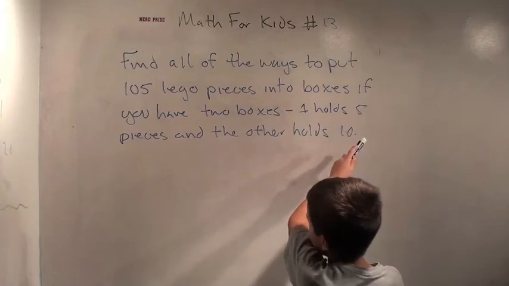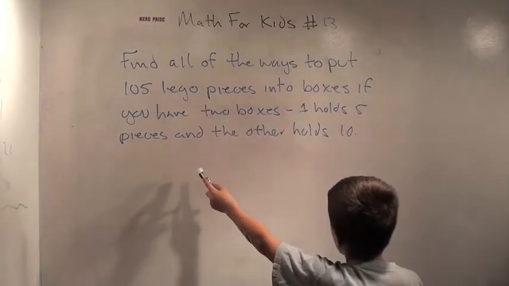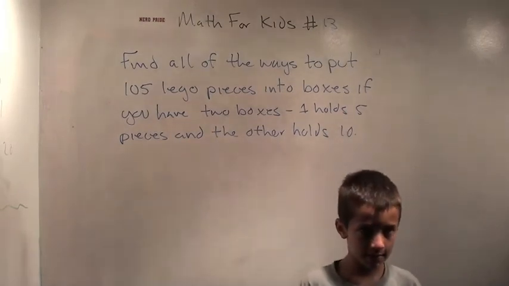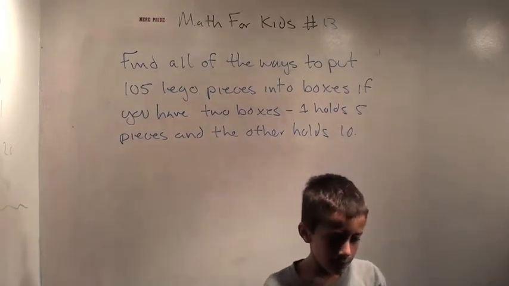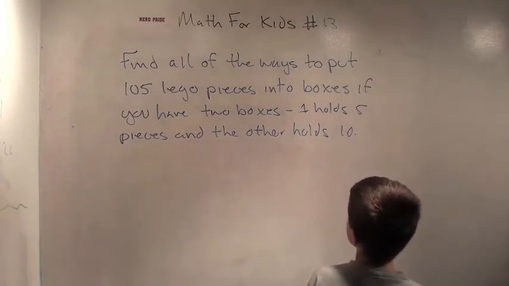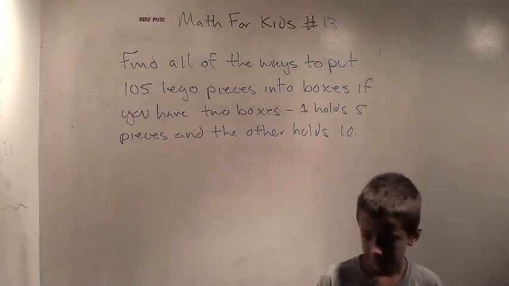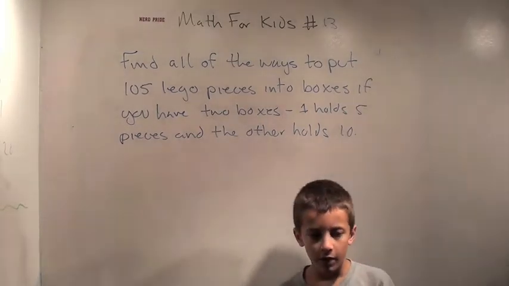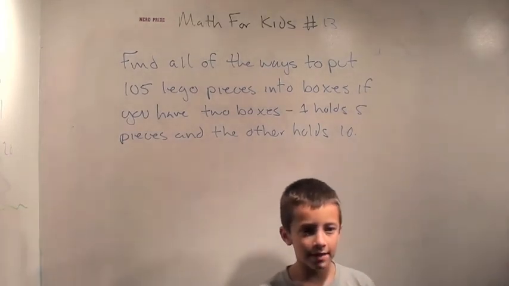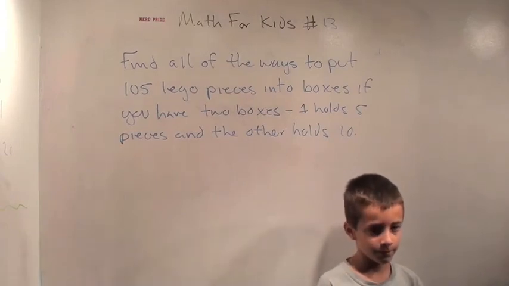Two of the 5 piece boxes equals one of the 10 piece boxes. That's true. 2 of the 5 piece boxes equals 1 of the 10 piece boxes. We want to try to find all the ways to do this. How are we going to do that? I have one way. You can use 10 tens and 1 5.